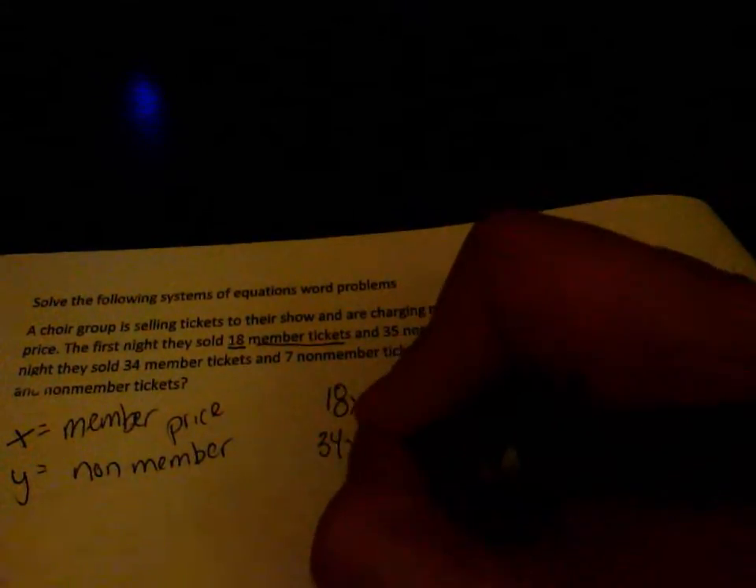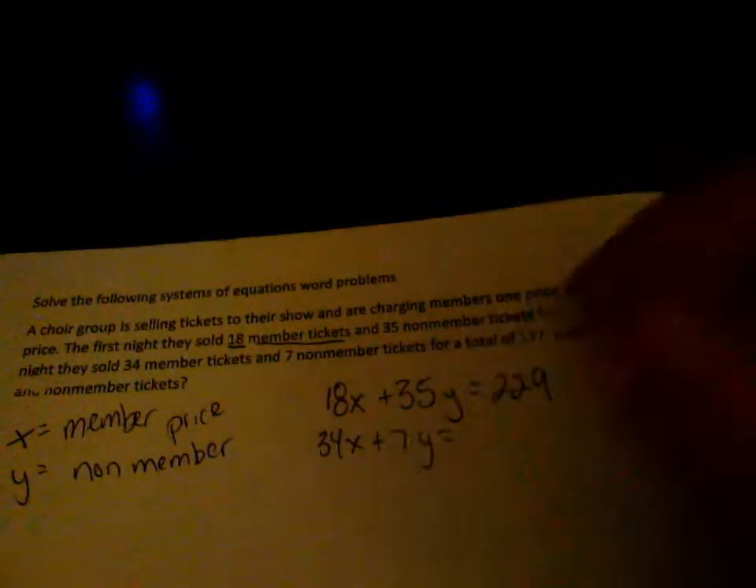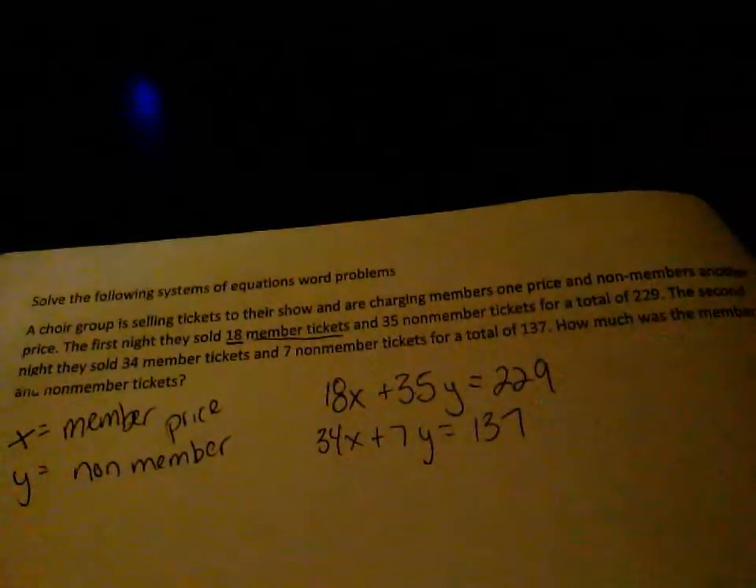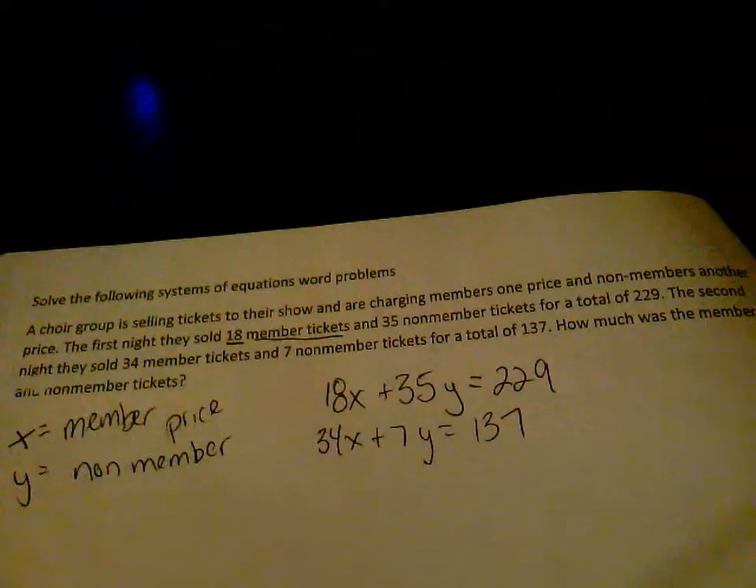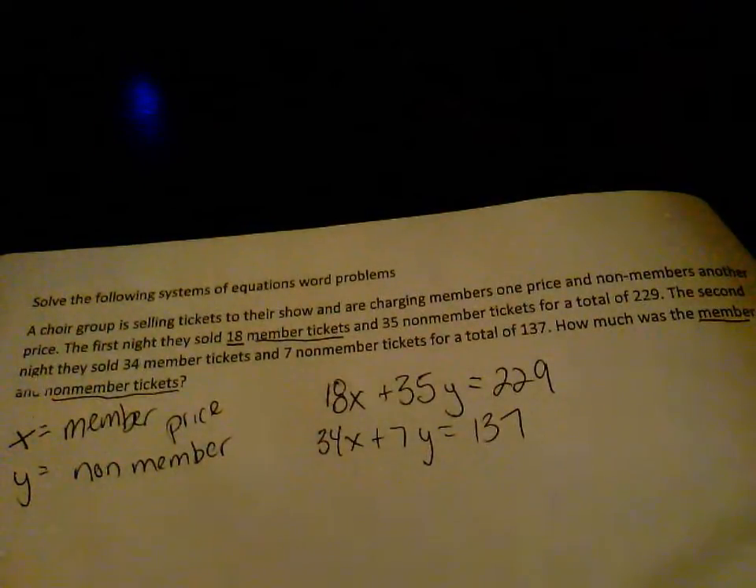That was the first night. The second night was 34x plus 7y equals 137. It's as simple as just reading through it and figuring out what's being talked about the most, and then making those our variables. Because most likely, that's what it actually tells you in the question, like what are these ticket prices. But it also says a lot in the problem. So being able to pick that out actually helps a lot.